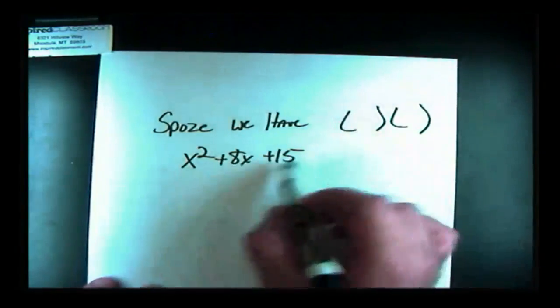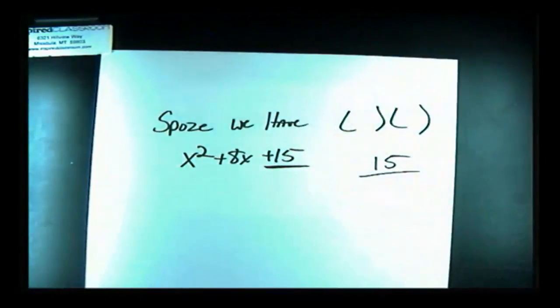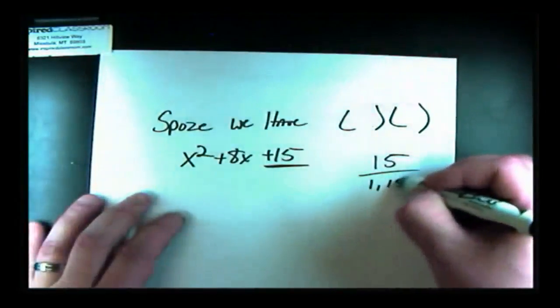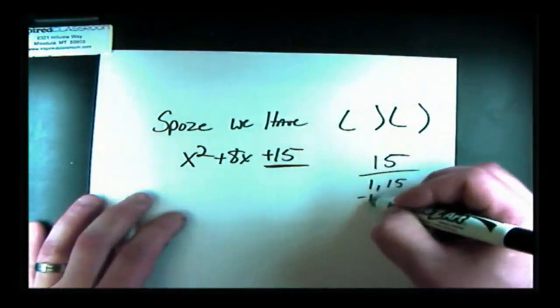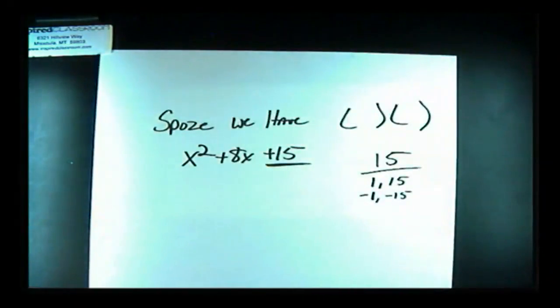So the first thing I'm going to do is look at this 15 and write it on the side over here. I'm going to think to myself, what are my factors of 15? What are all my positive and negative whole numbers that multiply to 15? Well, there's the easy one, 1 and 15. And the other easy one, which is negative 1 and negative 15, because a negative times a negative is a positive, right?